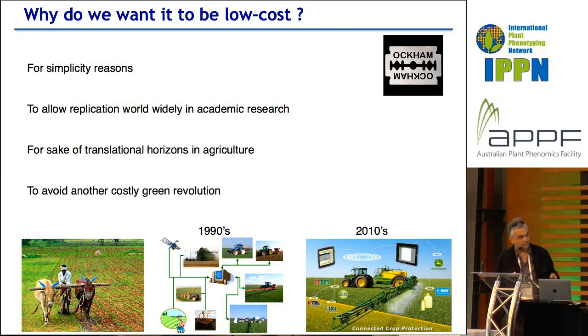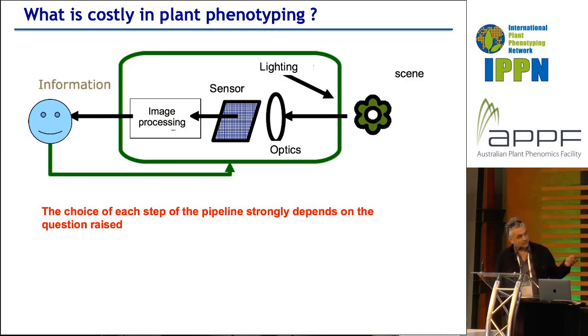And actually, plant phenotyping was called differently in the 90s. It was called precision agriculture. The systems were almost the same, but the costs were much higher than what we have now with all the sensors that we will see this week. So what is costly in plant phenotyping with images? Actually, any of the elements presented in this scheme can make your system higher cost. So I will give some illustration of this.